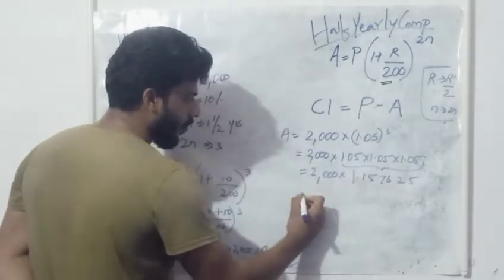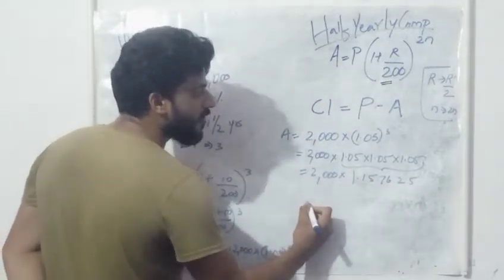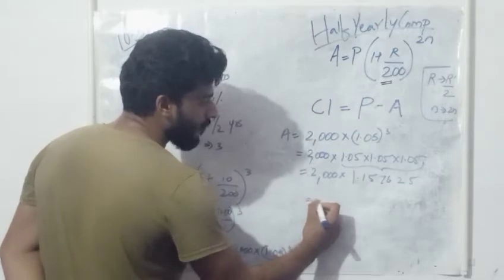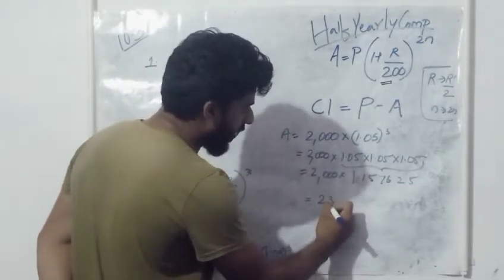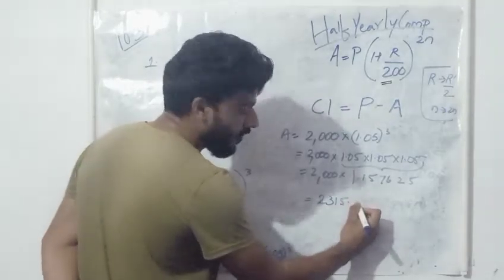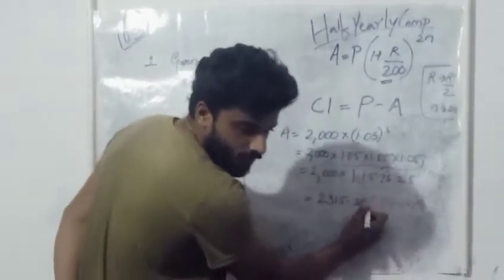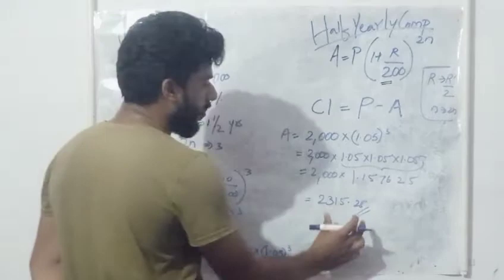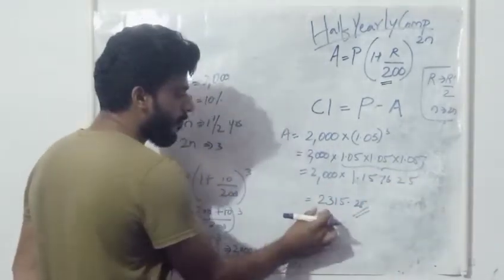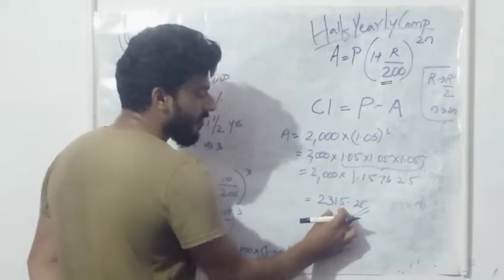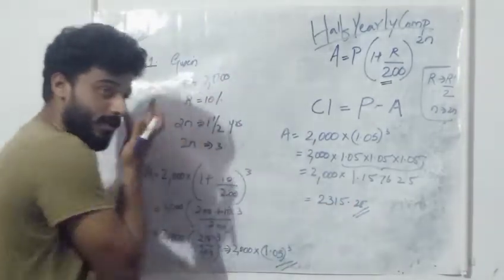We don't need that much long. 2000 into 1.157625 will be 2315.25. This is our amount.